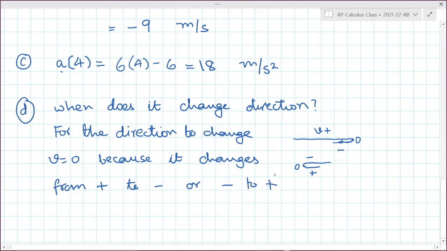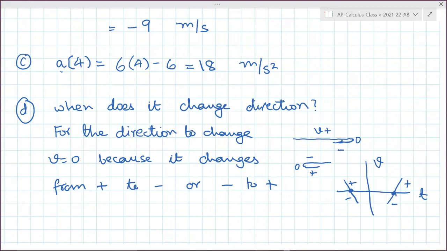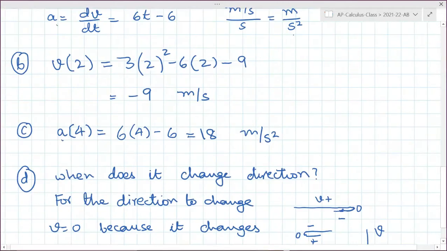negative to positive. So if you have something, this is velocity and time. If velocity is going from positive to negative, it has to go through 0. Or if it is going from negative to positive, it has to go through 0, correct? Suppose you throw a ball in the air. It is moving up, it has to stop and then it can turn back. When it stops, then velocity is 0. So when does it change direction? You have to set the velocity to 0.